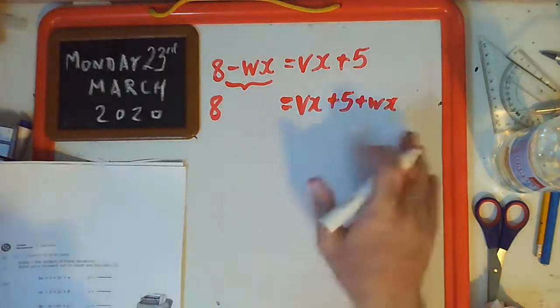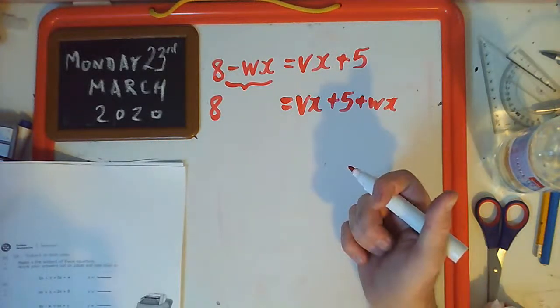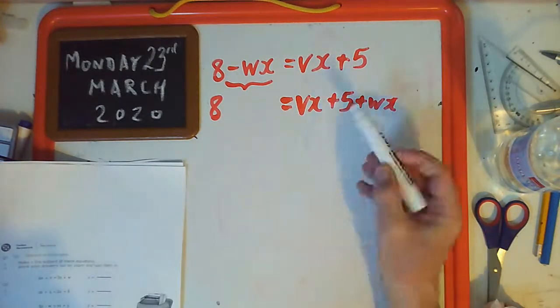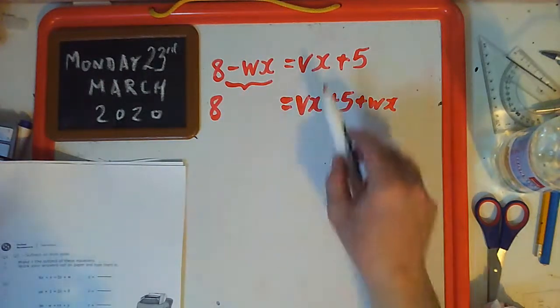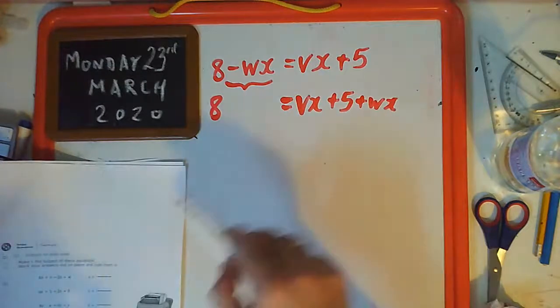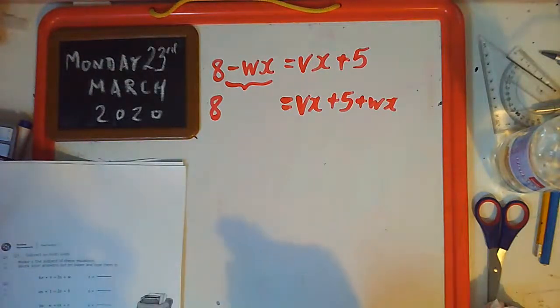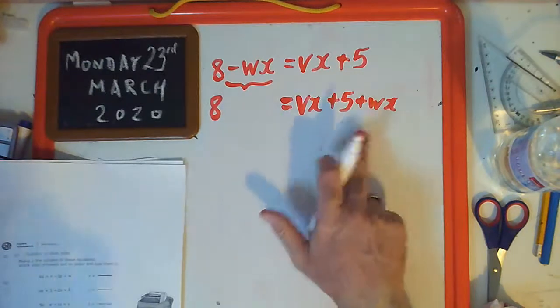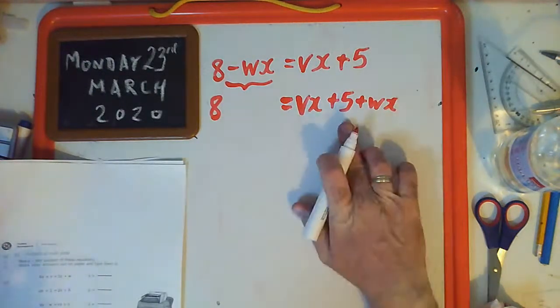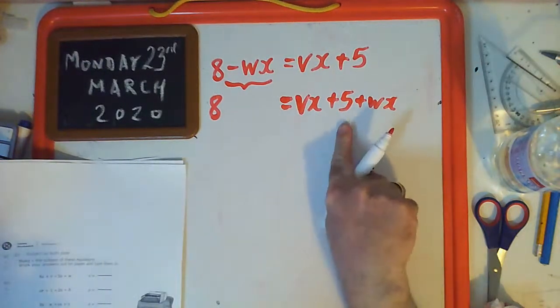Okay, so I've got all of my x's on the right now. The reason I did it like that was just to avoid minuses, because if I'd taken away vx from both sides, then I'd have had a lot of minus terms, and that can get messy. So I've got 8 equals vx plus 5 plus wx. I'd quite like to get rid of this 5 because that's not an x term.